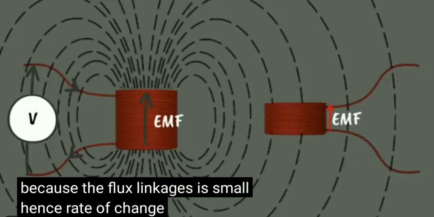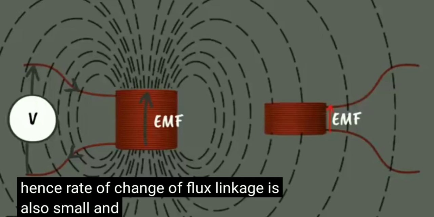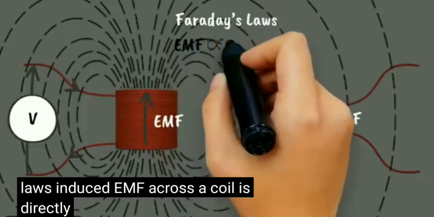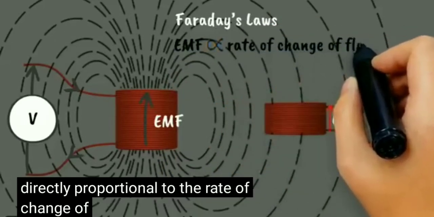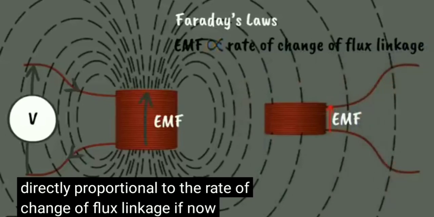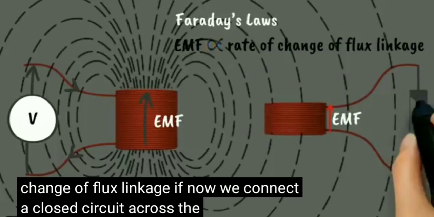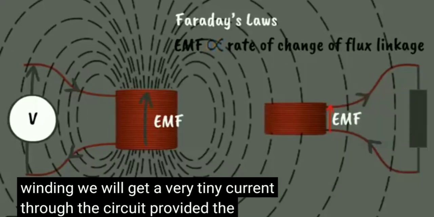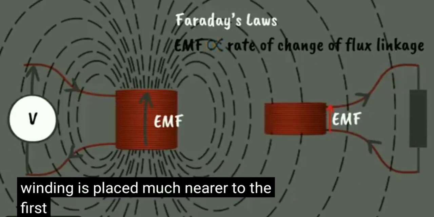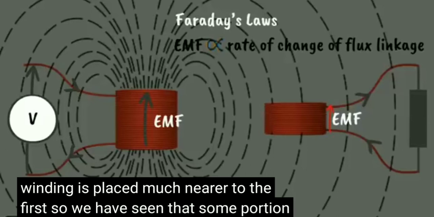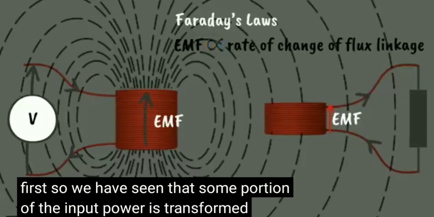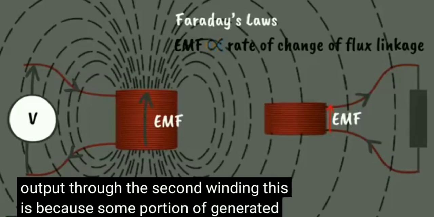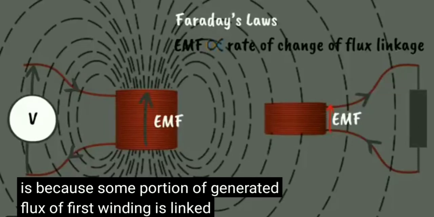Hence, the rate of change of flux linkage is also small, and according to Faraday's laws, induced EMF across a coil is directly proportional to the rate of change of flux linkage. If now we connect a closed circuit across the second winding, we will get a very tiny current through the circuit, provided the second winding is placed much nearer to the first. So we have seen that some portion of the input power is transformed to output through the second winding. This is because some portion of the generated flux of the first winding is linked with the second.